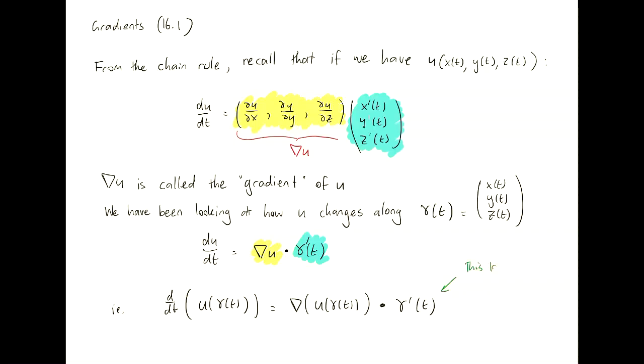This looks like the one variable chain rule, because that's what it is. So what this sort of suggests is, in some way, this definition of the gradient is the right way for us to think about the variation along a curve.